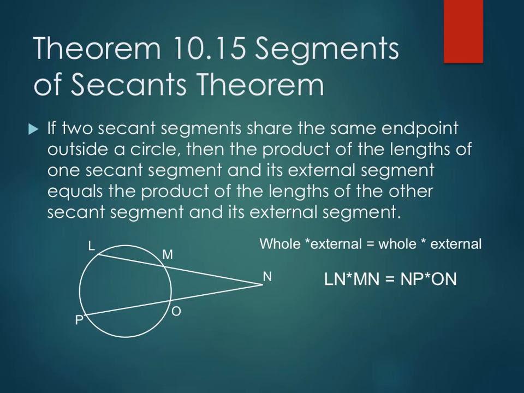which says this: if two secant segments share the same endpoint outside the circle, then the product of the lengths of one segment and its external segment equals the product of the lengths of the other secant segment and its external segment. So this is where we left off yesterday. This whole part times external, which is the MN, would equal whole, which is this whole secant segment, times its external, which is here. So in this diagram, LN, the whole segment, times MN, the external part, would equal NP, the whole segment, times ON, the external part.